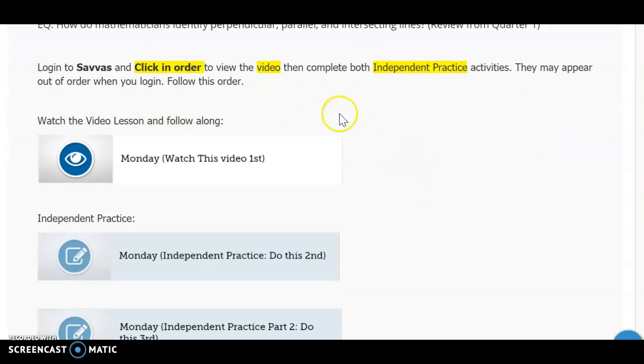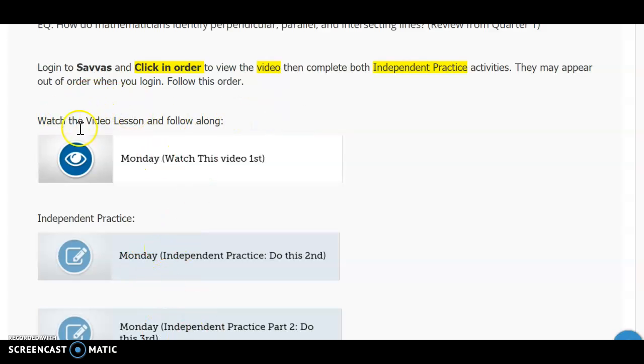First, when you log into Savas, you will notice that a lot of these assignments this week are probably out of order. So it's going to be very important that you pay attention to what you see written next to each assignment. On Monday, you're going to look for the three that are labeled Monday.